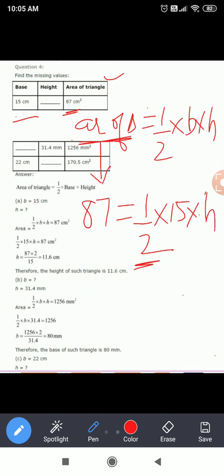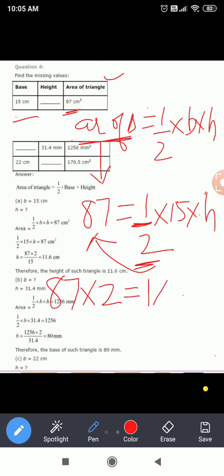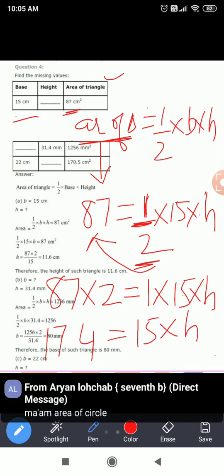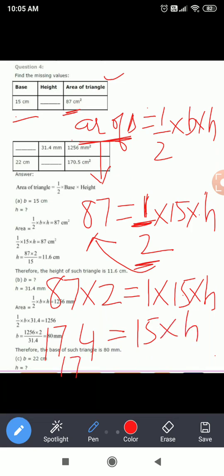The 2 here is in division. You can say this is the division sign. So after going to the next side, it will be in multiplication. So 87 into 2 comes out to be 1 multiply 15 multiply h, because on the upper side it is 1 multiply 15 multiply h. 87 into 2 is 174. That is equal to 1 multiply 15, which is 15, multiply h. So h will be equal to 174 by 15.